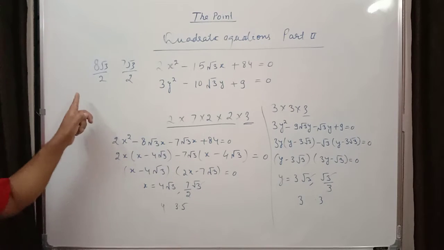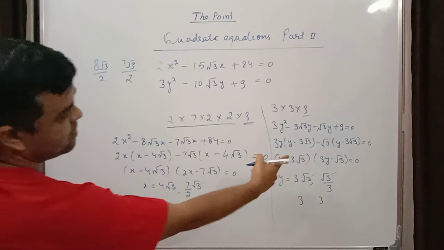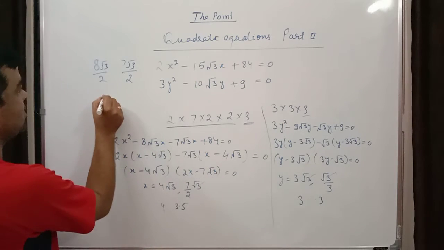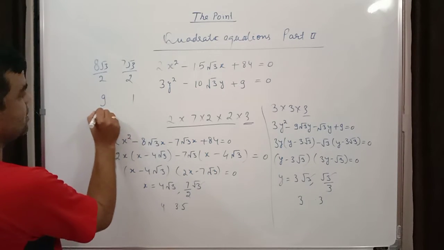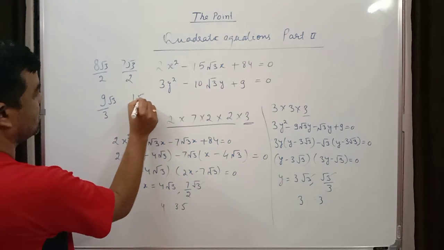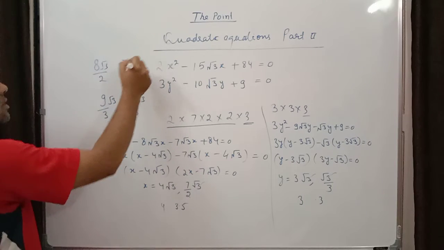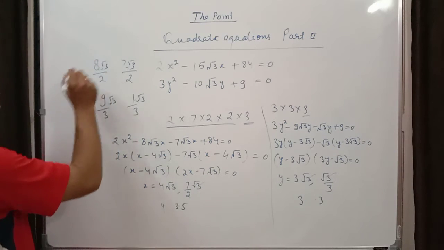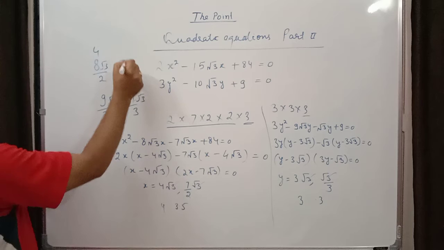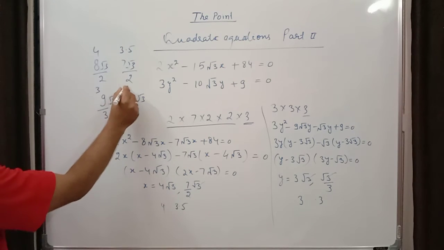These are the roots of x. Then again the roots of y. What we have taken? 9. 9 1. Then divide by 3. Divide by 3. Okay, 1 into root 3. So 3 3 cancel. Here 3.5. Here 3 and 0.3.